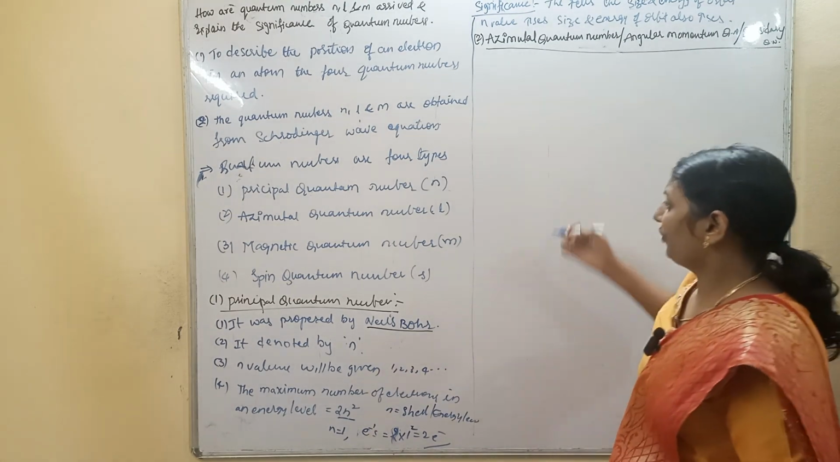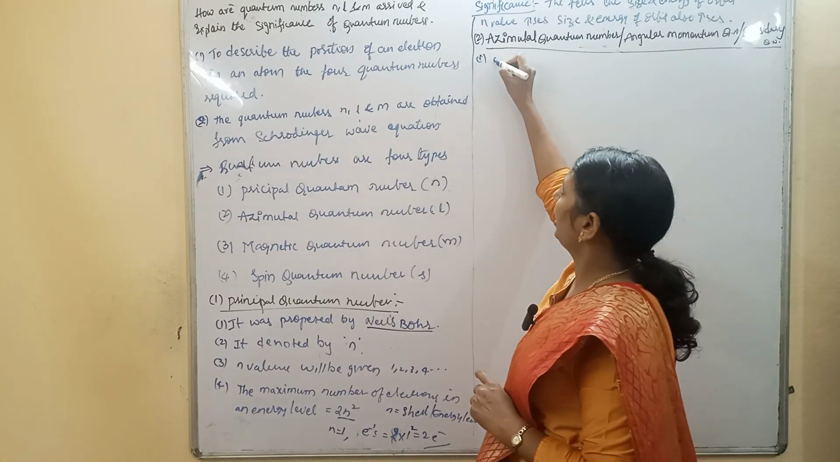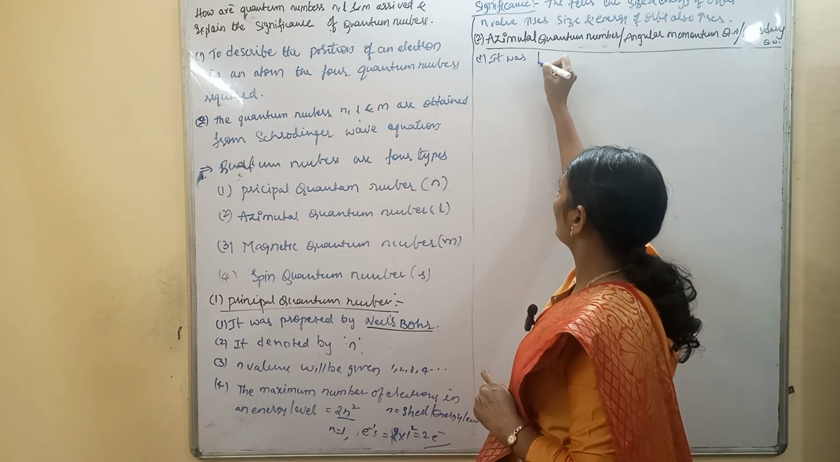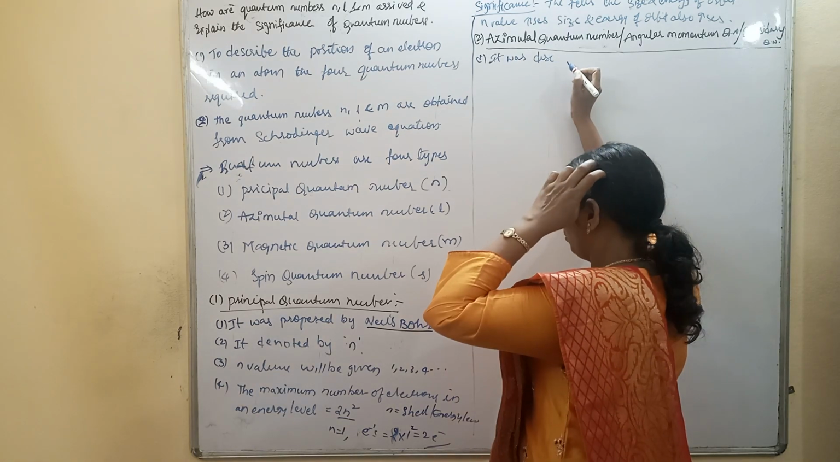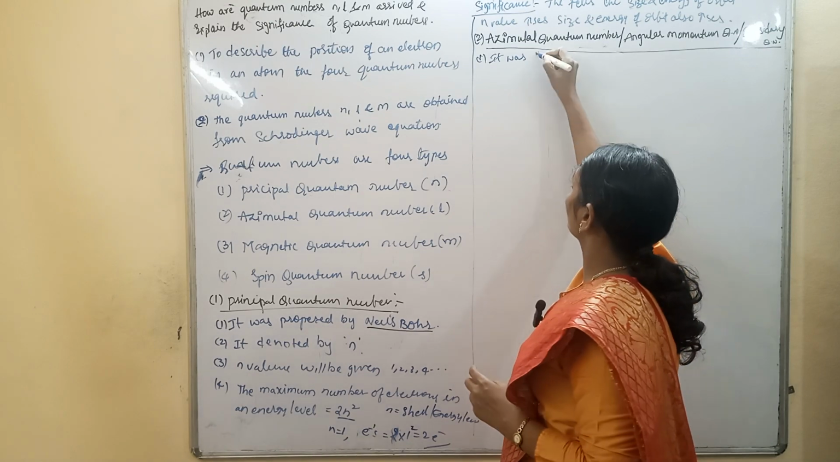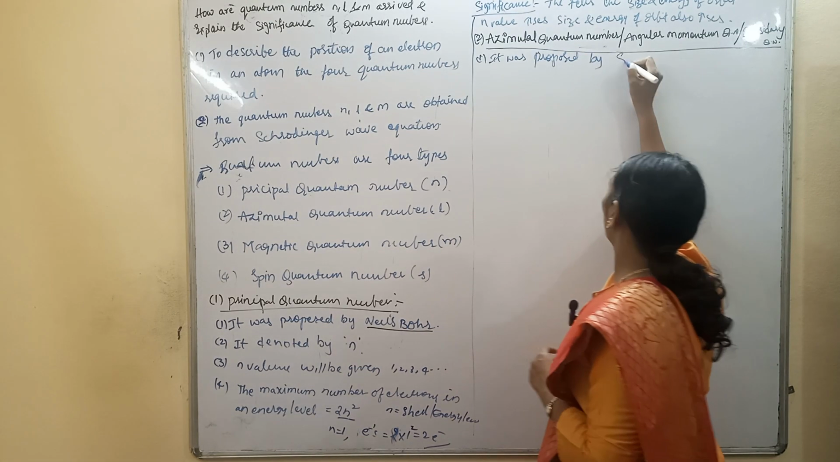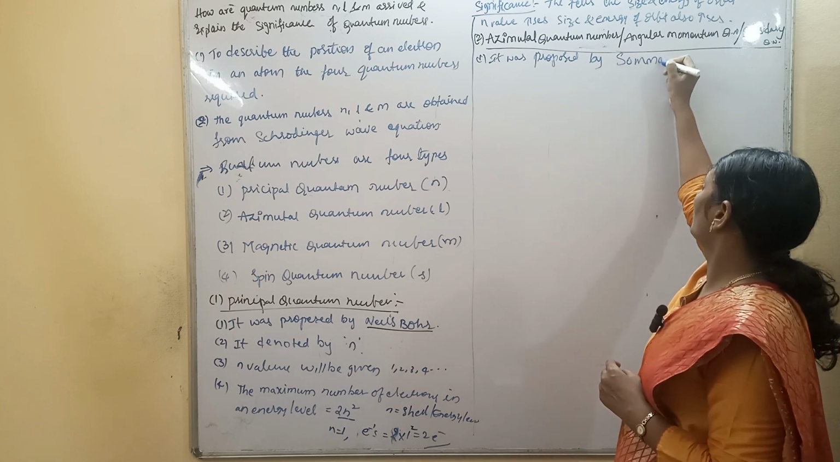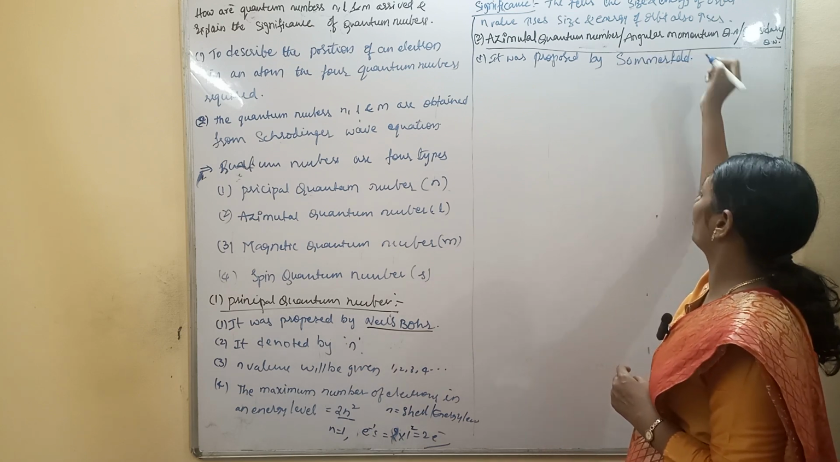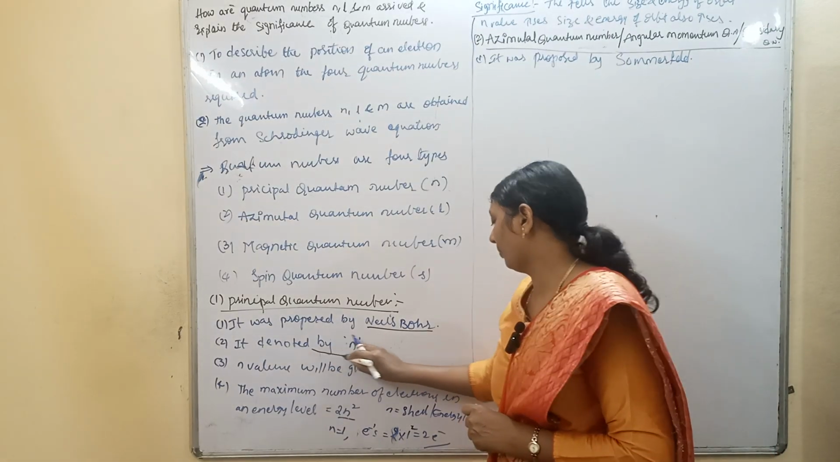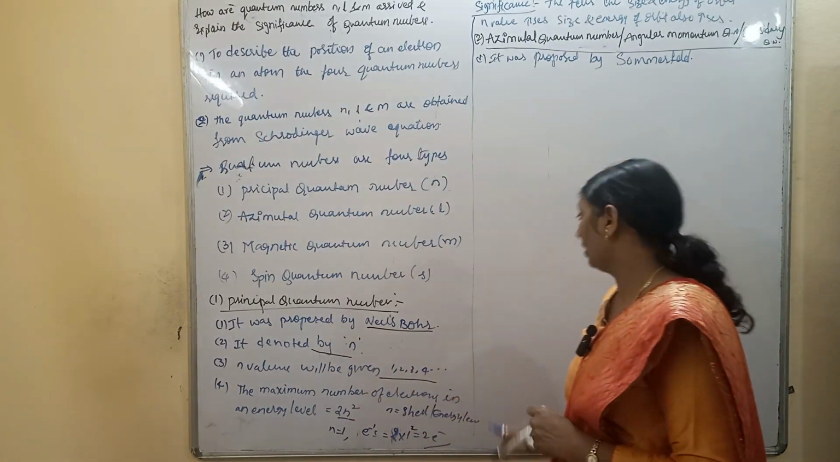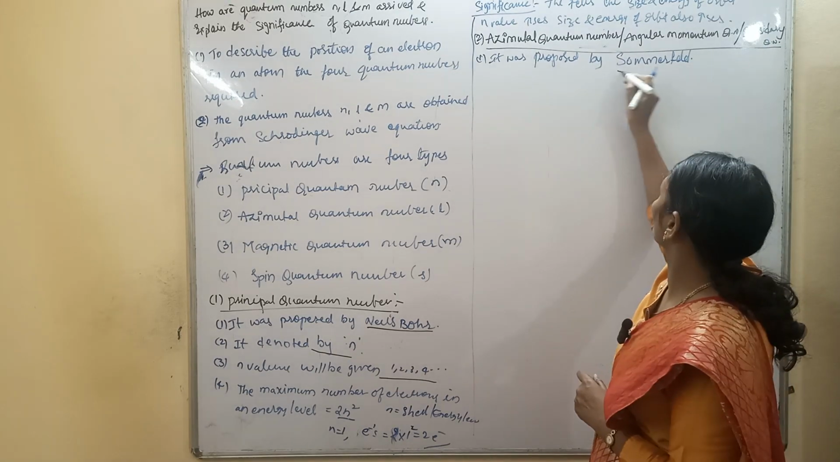So the first point: it was discovered, or proposed, by Sommerfeld. This is the first point. You have to underline Sommerfeld. Here also, the letter is denoted by n values. So you can also take it as Sommerfeld.